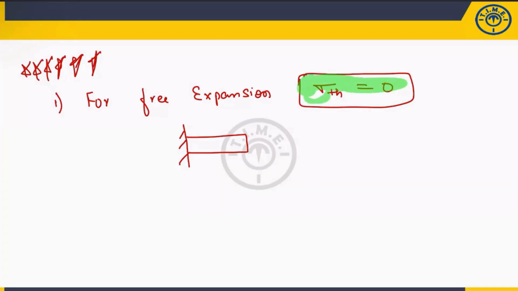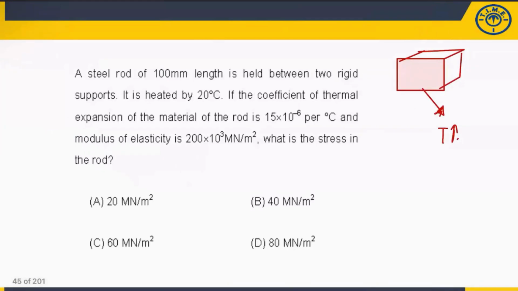I will discuss some problems also. Then you will appreciate what free expansion is. Free expansion means you are allowing that complete rod to freely expand. There is no resisting force. There is no resisting force means the stress value will be 0. Okay, so I have discussed the 3 cases. So now you can easily solve this problem.